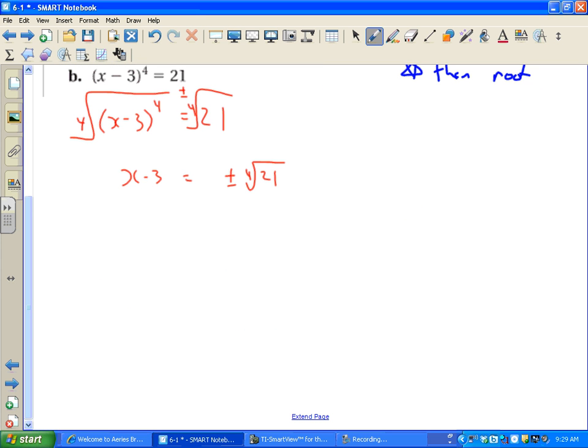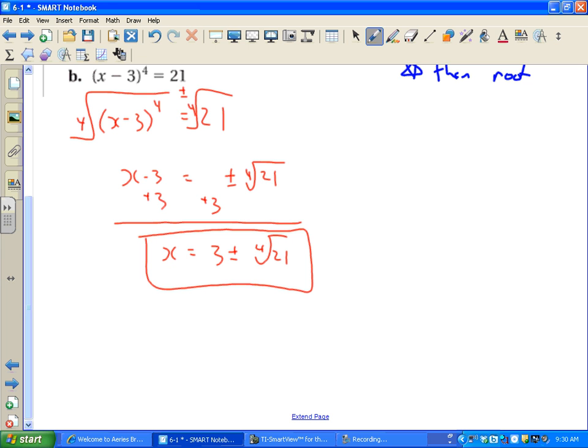You need to try and break down the fourth root of 21. The only thing that goes in 21 is 3 and 7. I can't split that any farther, so I will leave it as the fourth root of 21. Finish up this problem. I will add 3 to both sides, and I will leave my answer as x equals 3 plus or minus the fourth root of 21. And that is our answer.